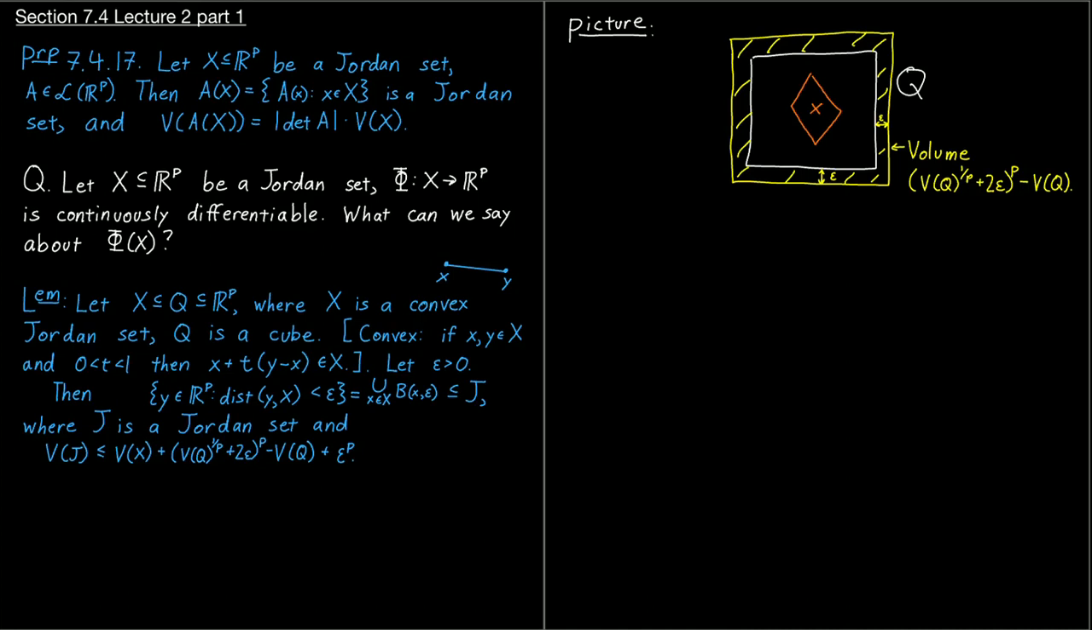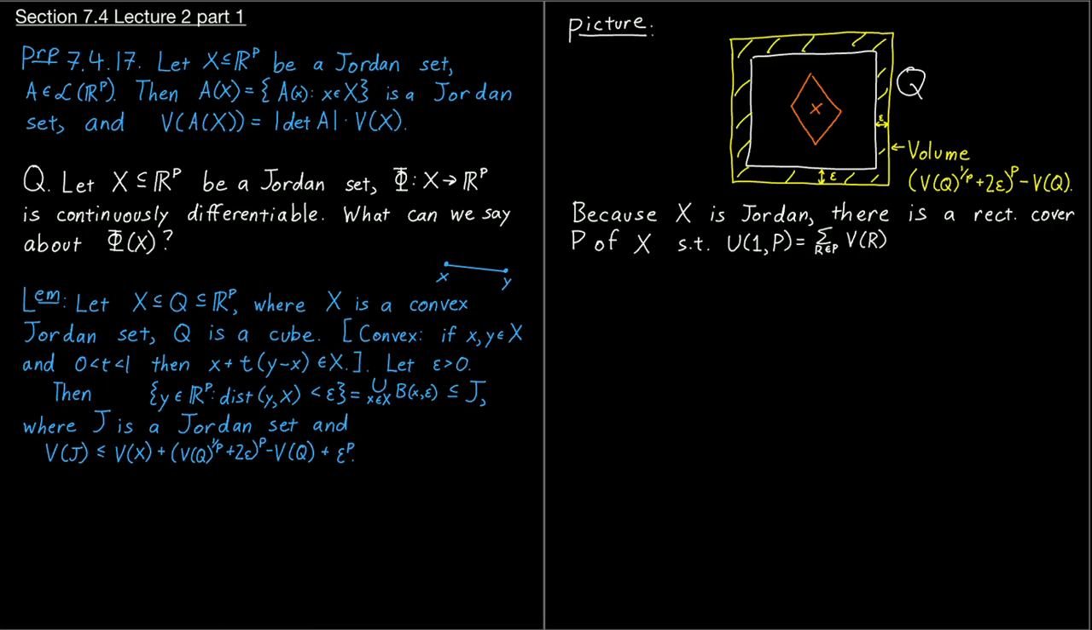Now our set X is in here somewhere. And what we're going to do is, because X is Jordan, there is a rectangular cover P of X such that the upper sum of 1 over P, and suppose that this is one of those covers where we throw out all the extraneous rectangles, is less than the volume of X plus, we need a little bit of error, let's call that error epsilon to the P. Let me draw this cover.